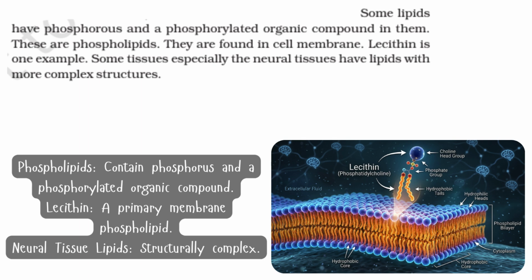Some lipids contain phosphorus and a phosphorylated organic compound, forming phospholipids. These are essential structural components of cell membranes. NCERT lists lecithin as a primary example. Note the final sentence of this section. Some tissues, especially neural tissues, contain lipids with much more complex structures. Keep these complex lipid locations in mind.